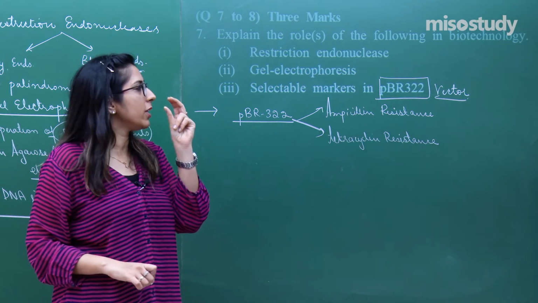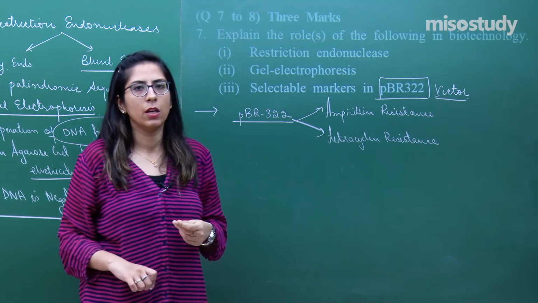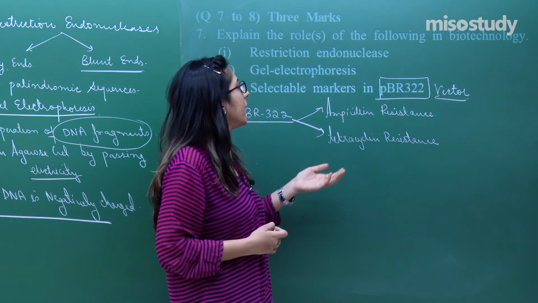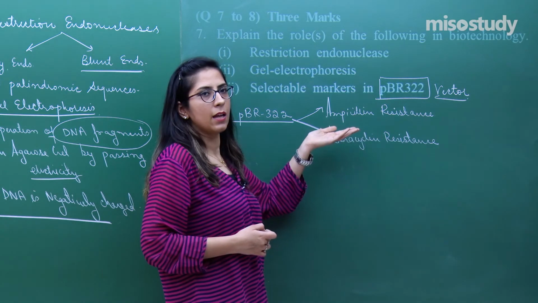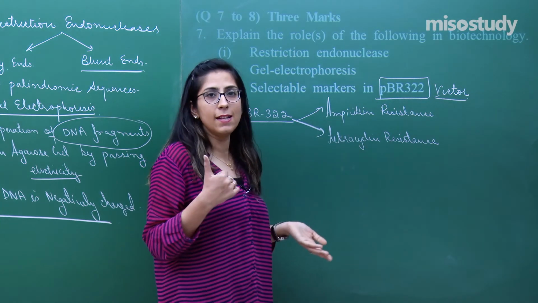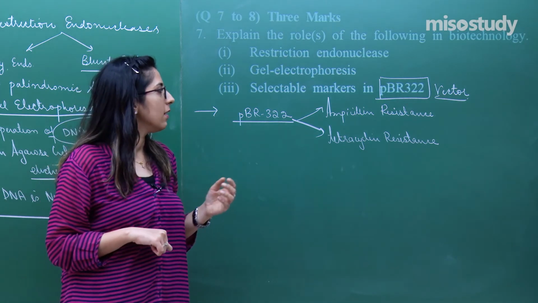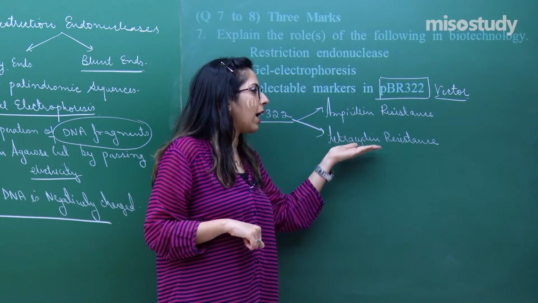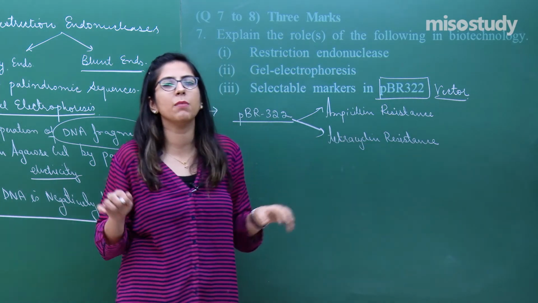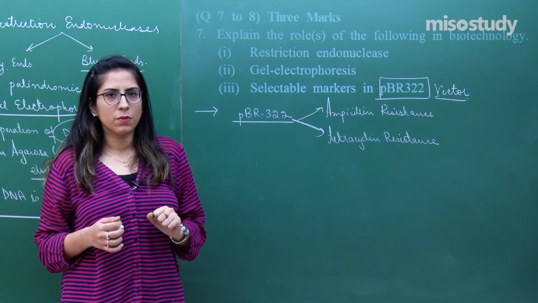When I insert a gene of interest in or near the ampicillin resistance gene, the transformed, recombinant cell will not be able to show resistance against ampicillin. If I grow the cells in ampicillin medium, the recombinant cells will not be able to grow. Whereas those cells will become tetracycline resistant. If I grow them on tetracycline, they will flourish at a very fast rate. So these are the two types of genes present in them.